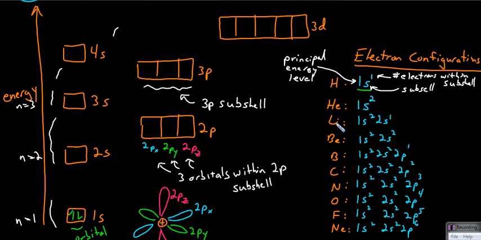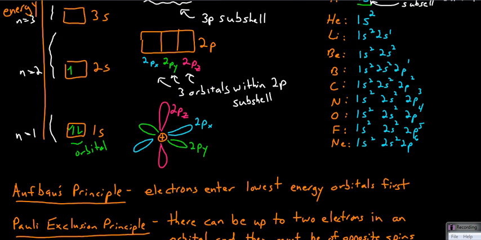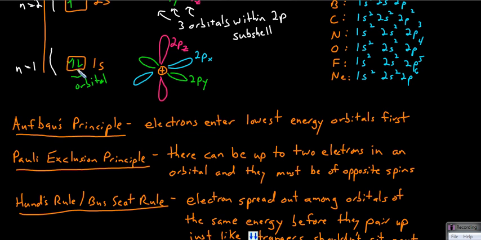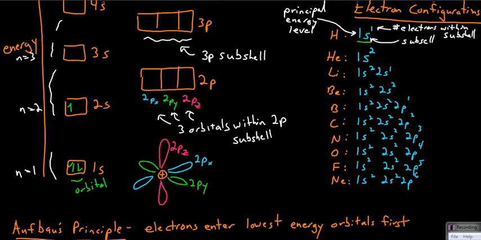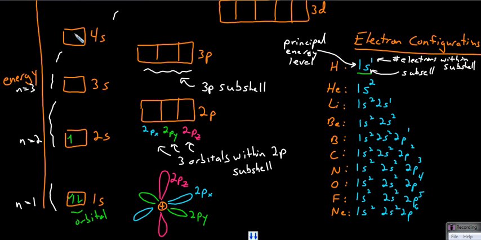But now as we move on to lithium, that next electron is going to go into the next lowest energy orbital. You see, the Pauli exclusion principle says there can only be 2 electrons in an orbital, and so the next electron has to go into the next lowest energy orbital. Aufbau's principle says that electrons enter the lowest energy orbitals first. So instead of putting some electron, say, up here, we're going to put it right here in the lowest energy position.